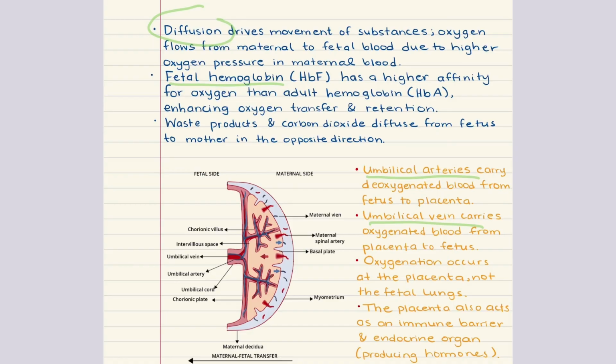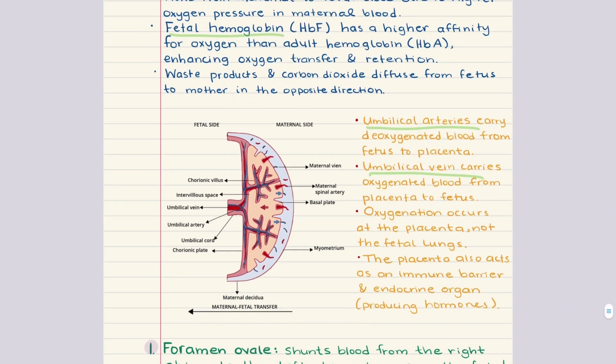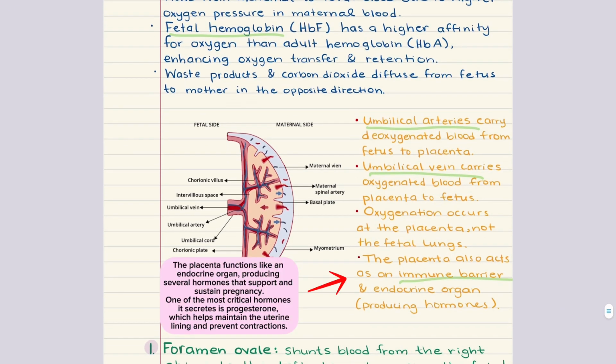In addition to its role in nutrient exchange, the placenta also serves as an immune barrier and as an endocrine organ, so it produces hormones that support the pregnancy.